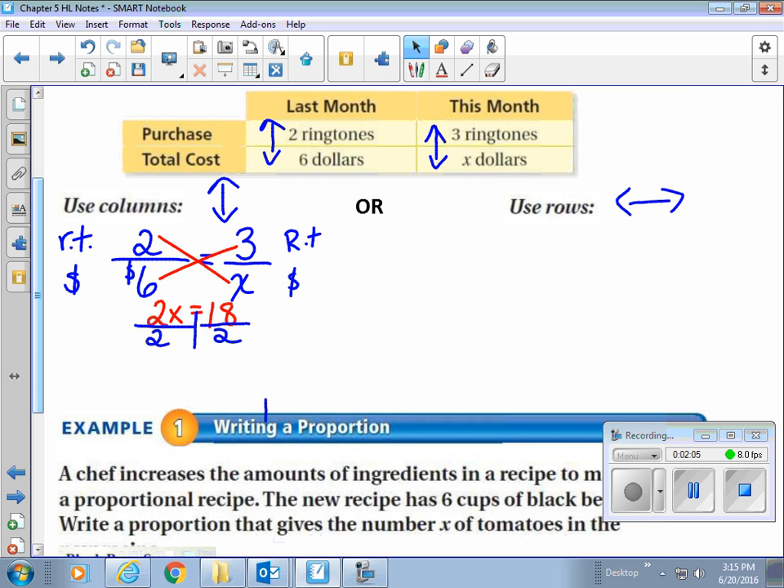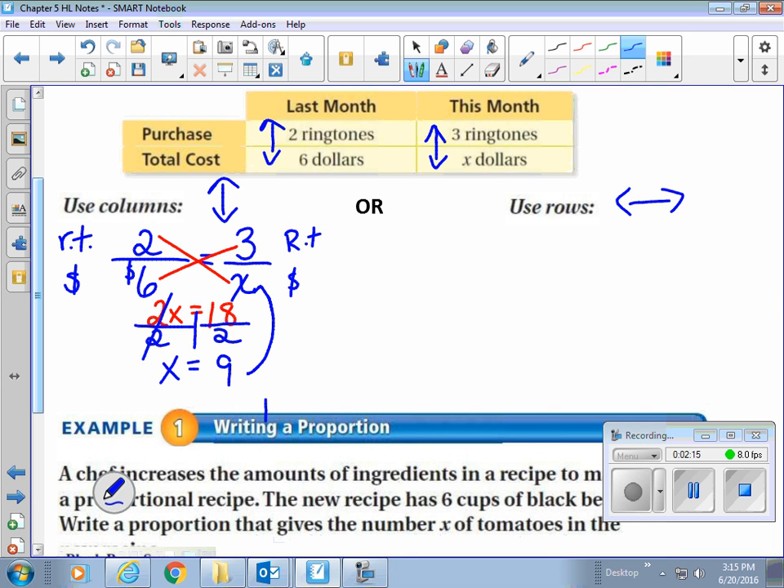2 divided by 2 leaves me with x by itself. 2 divided by 2 is 1. And 18 divided by 2 would leave me with 9. Since 9 is going on the bottom down there, we're talking money on the bottom, so this would be $9. So 2 ringtones cost me $6, therefore 3 ringtones would cost me $9.